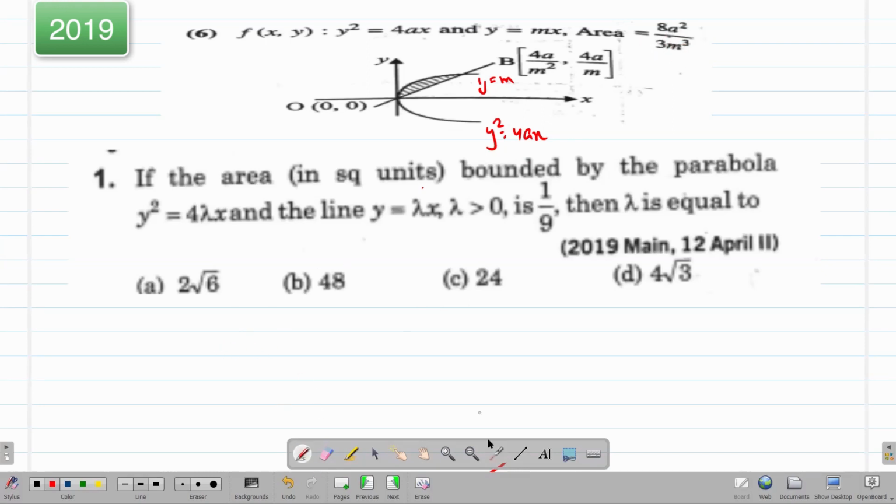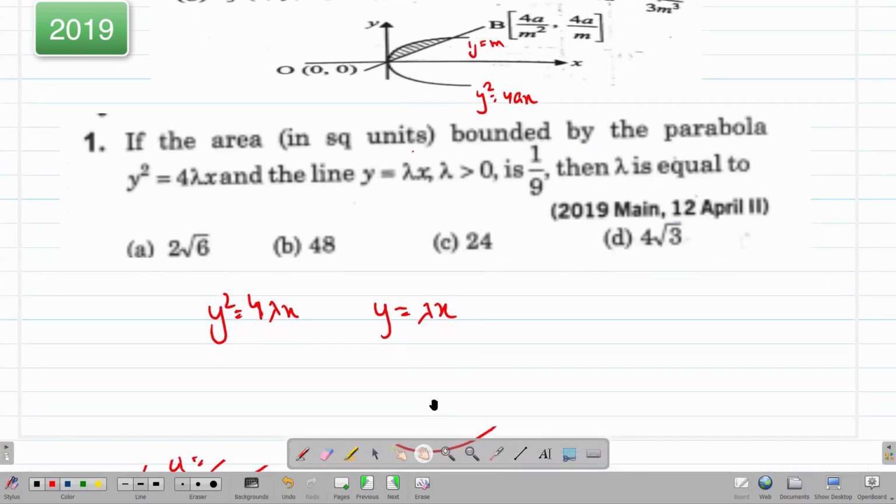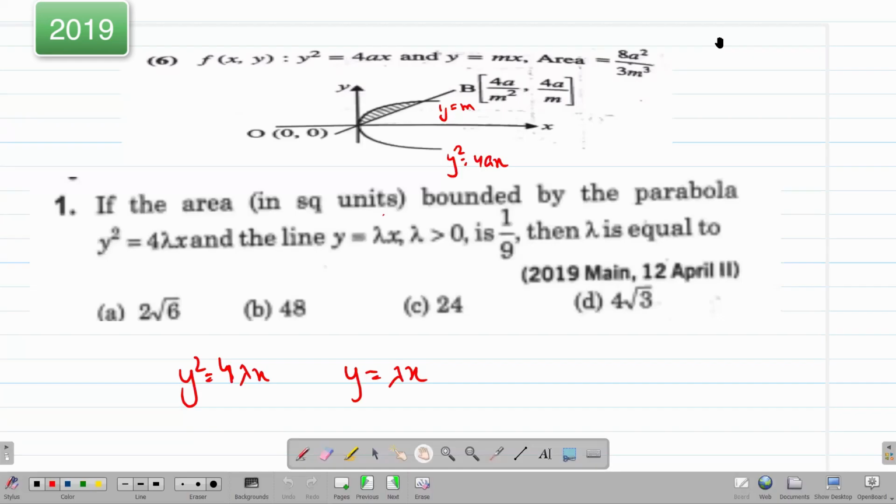Now, the area bounded by the parabola y square is equal to 4 lambda x and the line y is equal to lambda x is 1 by 9. So what do we do here? This question was asked in the 2019, 12th April JEE exam.